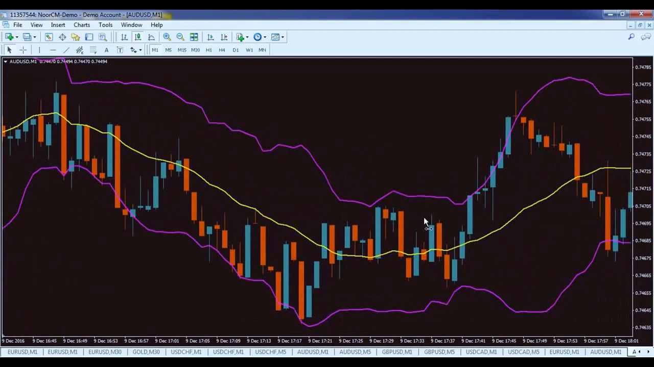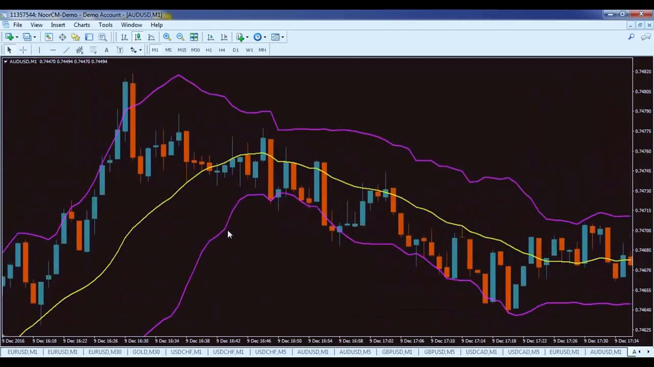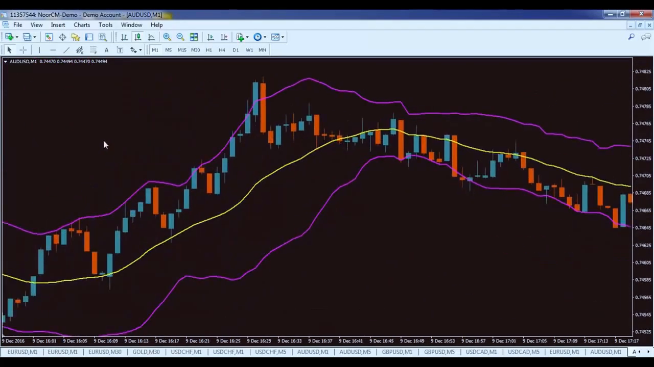Okay, let's see. Let me show you some examples here. For example, we have the price touching and in the next 60 seconds it falls down. Or in the next 2 minutes it falls down. Or if you take the 5 minutes reversal, obviously you would lose, but for 1 minute it's a winner. So pretty good so far, so good.